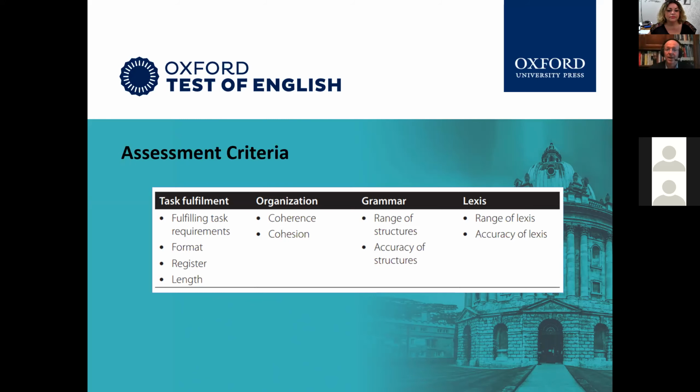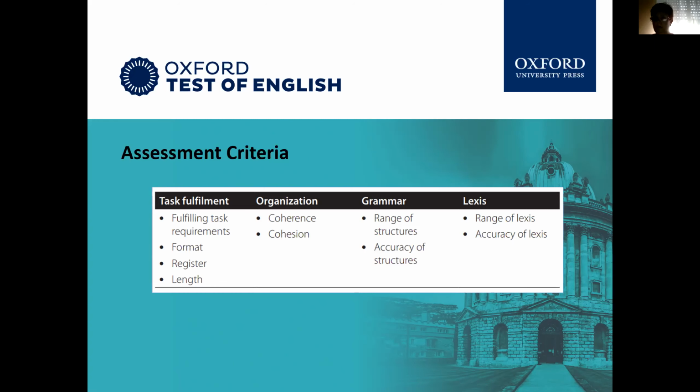Grammar, of course. Now here, what are we looking for? A range of structures. Now range, I don't know if you know this word, it means a variety. Okay, it's a bit like envergadura or variedad. Okay, una gama. So a range of structures. So what we're looking for is not simply something that is correct, but also that shows your level. And accuracy of structures. Is your grammar correct as well? So on the one hand, your grammar must be correct, and it must also show the level that you have.